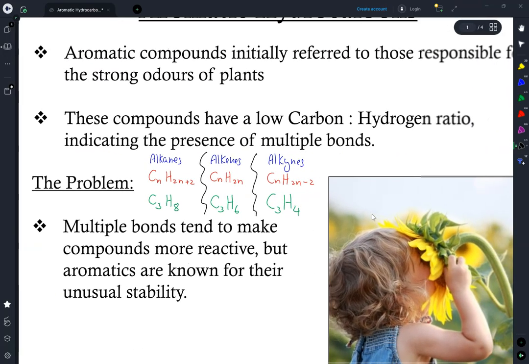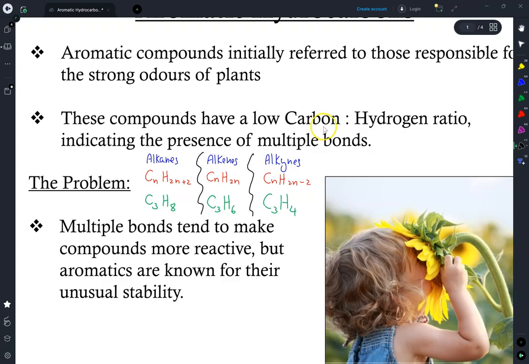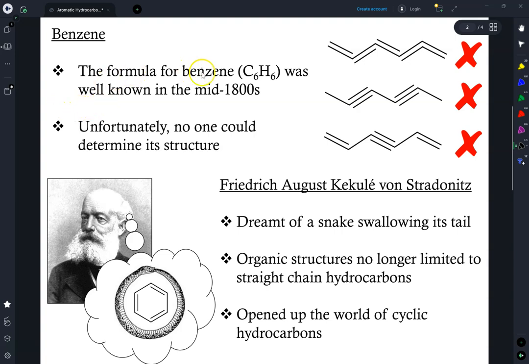So with the understanding that these aromatic compounds have a low carbon-hydrogen ratio, they assumed that they would contain double bonds and triple bonds. But there's a problem with that. Multiple bonds, such as doubles and triples, tend to make compounds more reactive, but aromatics are known for their unusual stability. Now, the chemical formula for benzene, C6H6, was well known in the mid-1800s.